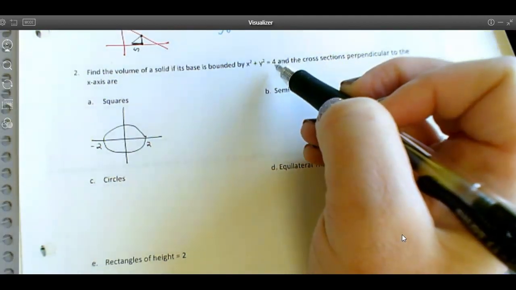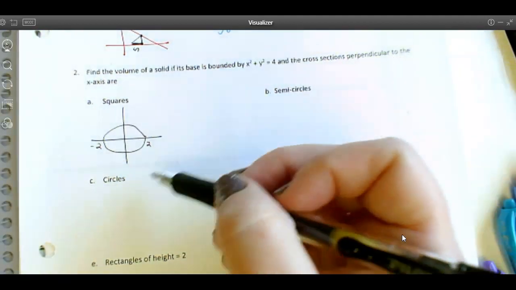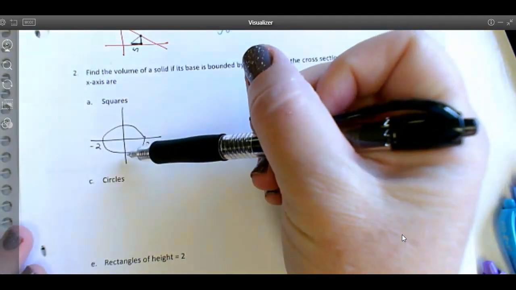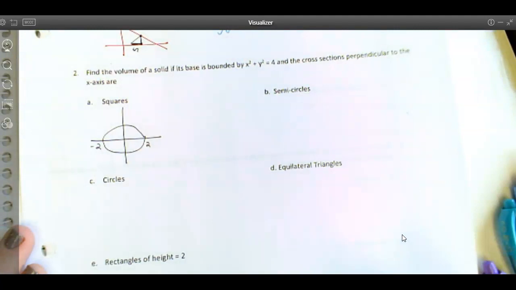You just take the square root of the 4, and that tells you what the radius is. So that's what your equation is going to look like. And it is still like the negative 2 to 2 would be there as well.